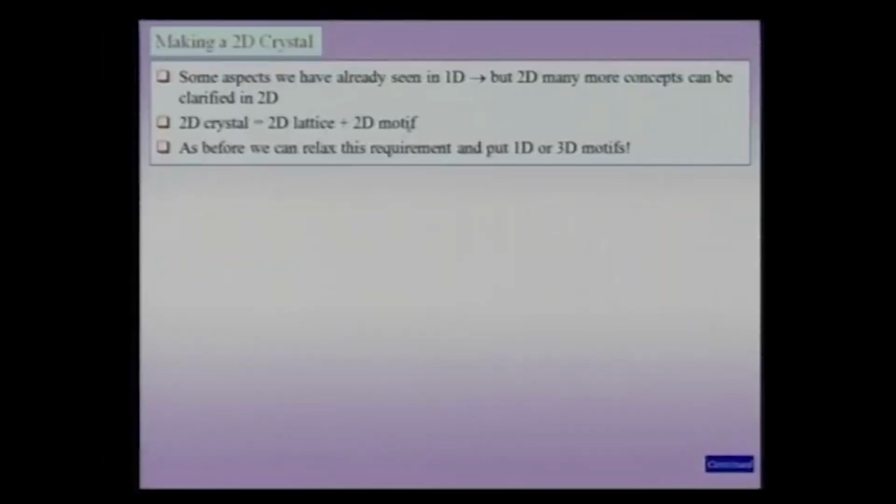So we said a strict 2D crystal would be a combination of a 2D lattice and a 2D motif. Of course, as we had done for the 1D crystal, we can relax the conditions and try to put three-dimensional motifs on a two-dimensional lattice to create a crystal. The first example we considered of a two-dimensional lattice is as shown on the left.